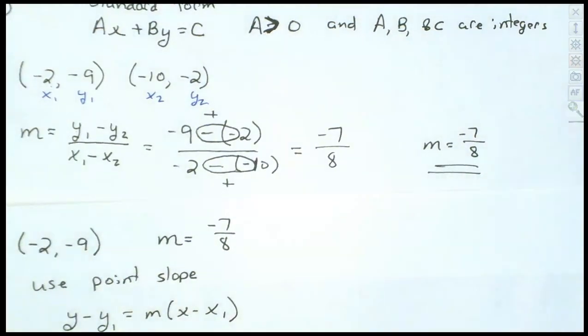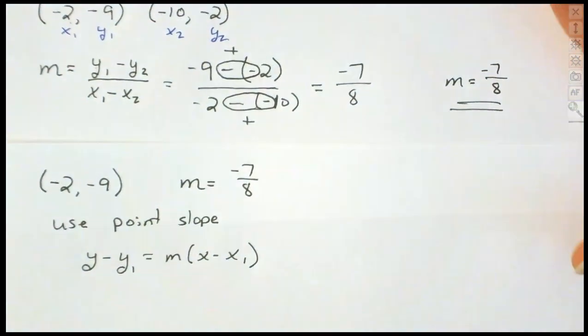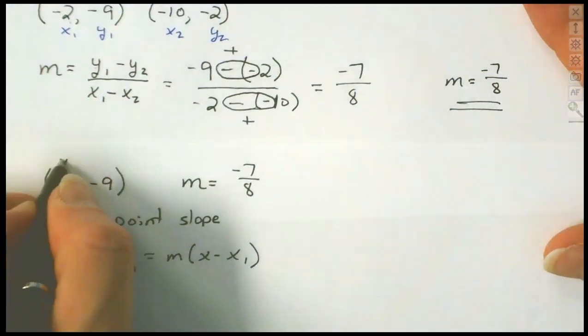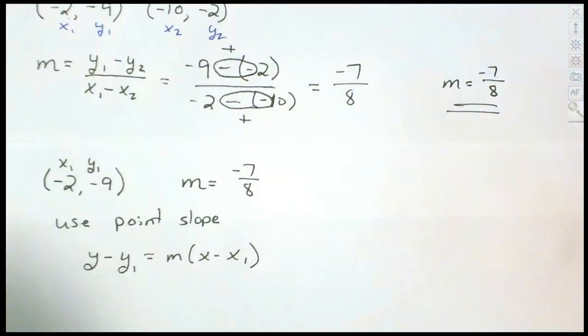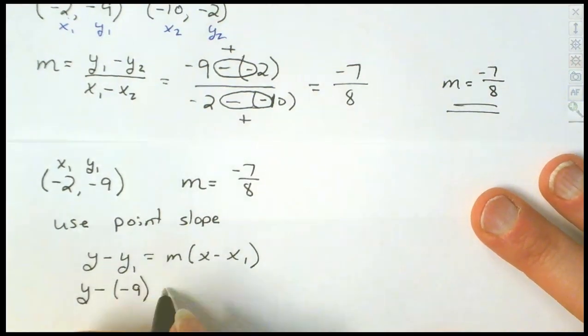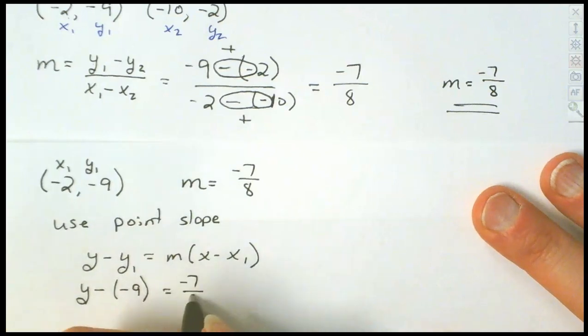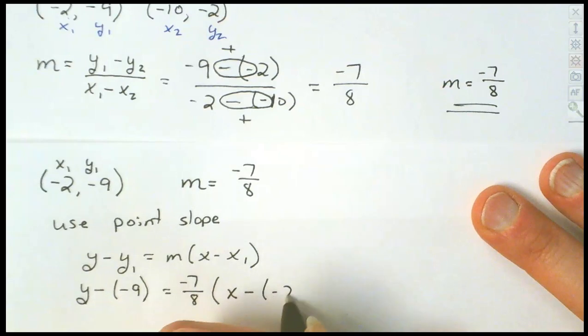There's our formula. Now what are we going to do? We're going to plug our values in. So we've got x1 and y1. We plug our values in. So that's y minus negative 9 equals minus 7/8 times x minus negative 2.